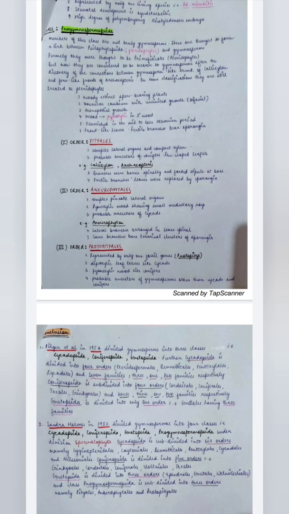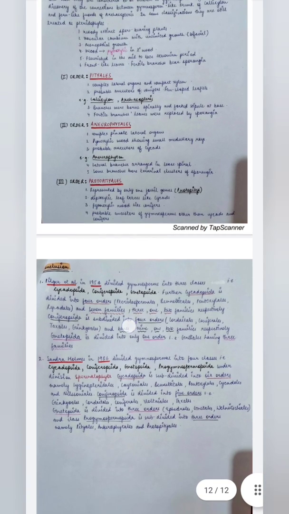Next order is Neurophytales. They have complex pinnate lateral organs. Pycnoxylic wood is there showing small medullary rays. They are probable ancestors of cycads. Example is Neurophyton. Lateral branches are arranged in loose spiral and some branches bore terminal clusters of sporangia.